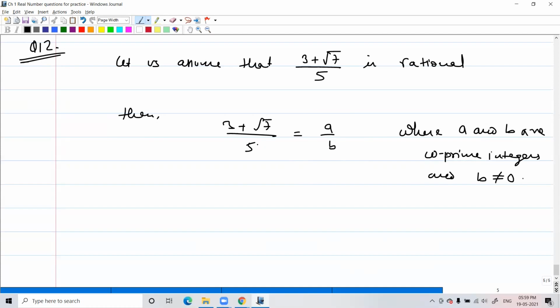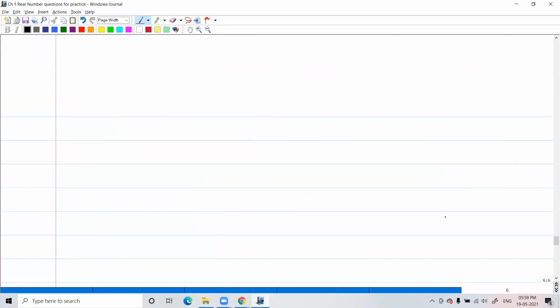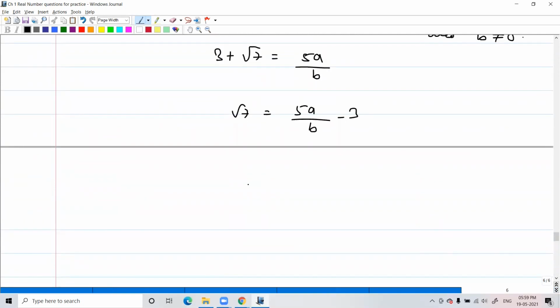Then we move around these variables. Except for root 7, we transpose everything else to the other side. When 5 goes to the other side, it becomes 5a by b. So 3 plus root 7 is equal to 5a by b. Now transpose this 3 also to the other side, so root 7 is equal to 5a by b minus 3. What do we do now? Guys, tell me.